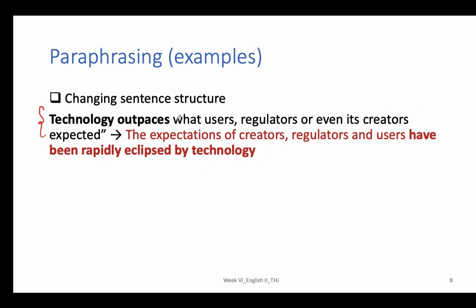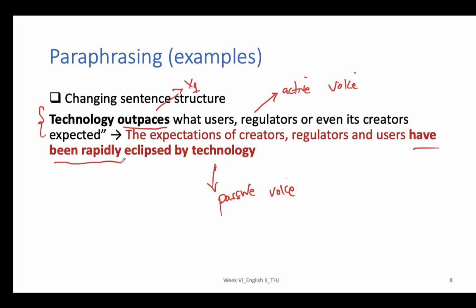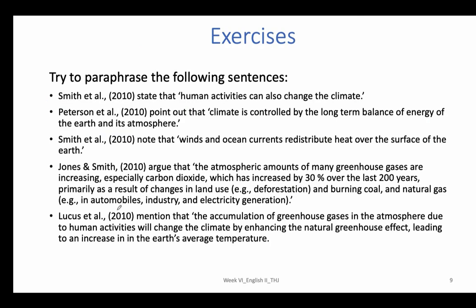If you notice, the original source is using active voice. Jadi ini kalimat aktif. And the paraphrased one becomes passive voice. Jadi ini menjadi kalimat pasif. So we can see that outpaces, verb one, becomes have been, passive. Eclipse is the same as outpace, but this becomes verb three, to be plus verb three. That's how you paraphrase a sentence by changing the sentence structure.